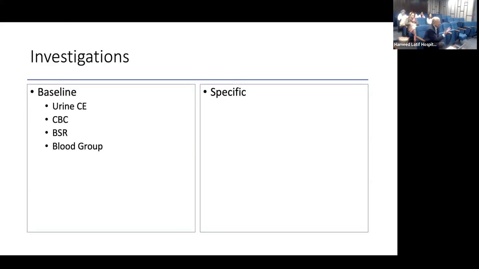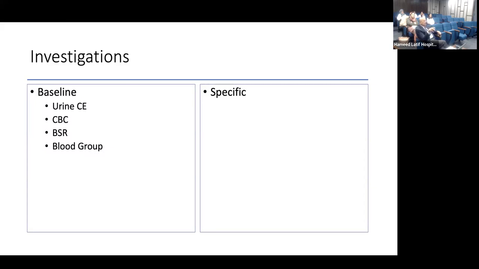Investigations are baseline urine complete examination. You should be clear about that, that when you mention that, you should mention urine complete examination, CBC, blood sugar random, and blood group. These are the baseline investigations. And you can add a little bit relevant, whether you would want to do thyroid TSH or not. But I would say that this is the baseline group of investigations which all patients should have.